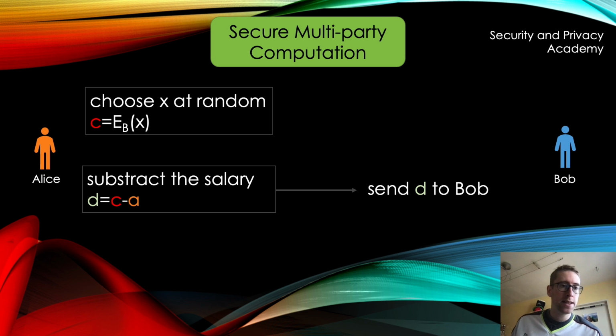Alice now knows X, and of course her salary, but she actually doesn't need that from here on out. And Bob, I mean, he knows his salary, of course, and the only other thing he knows is the value for D.